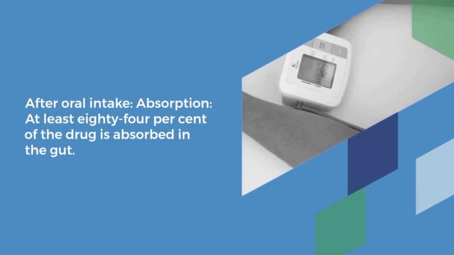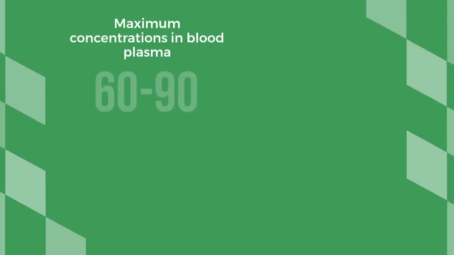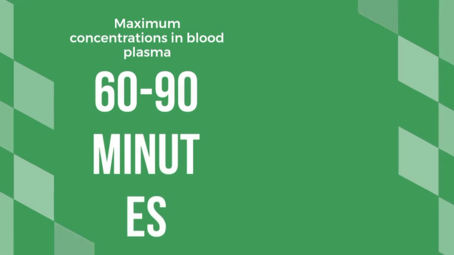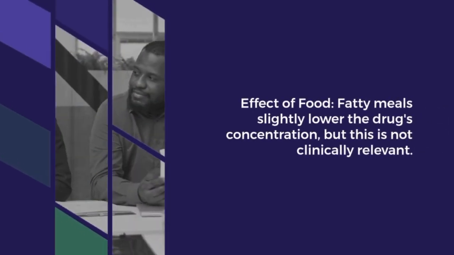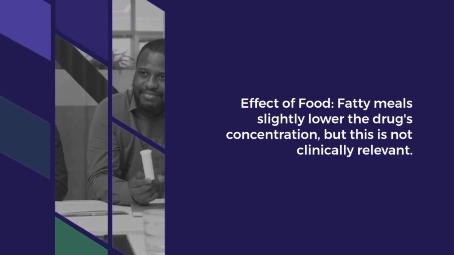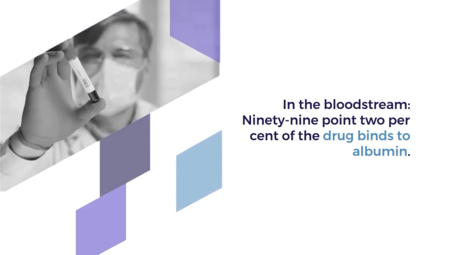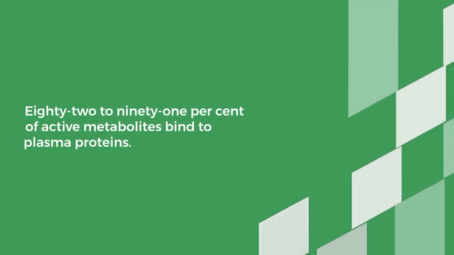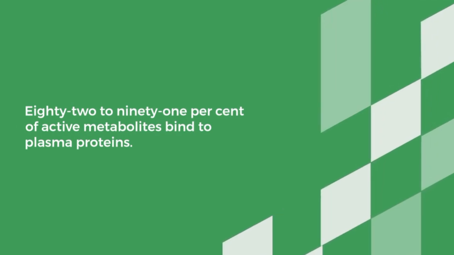After oral intake, absorption. At least 84% of the drug is absorbed in the gut. Peak concentrations. Maximum concentrations in blood plasma are reached within 60 to 90 minutes. Effect of food. Fatty meals slightly lower the drug's concentration, but this is not clinically relevant. In the bloodstream, 99.2% of the drug binds to albumin. 82 to 91% of active metabolites bind to plasma proteins.